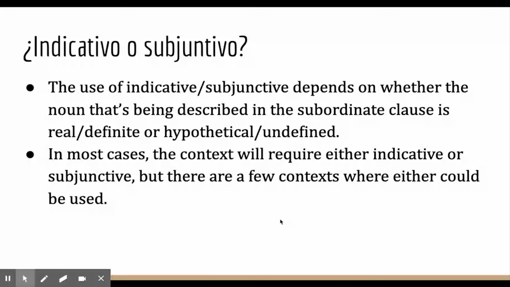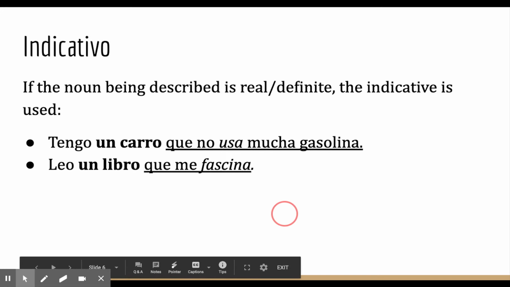So, indicativo, subjuntivo. For adjective clauses, this totally depends on whether the noun that's being described in the subordinate clause is real or definite or hypothetical or undefined. The noun is not in the subordinate clause, but it's being described by it. So in most cases, the context will require either indicative or subjunctive, like one or the other will be correct, but not the other one. But there's a few contexts where you could use either and it changes the meaning. If you use indicative, that means it's a known or defined noun, and if you use subjunctive, it means it's an unknown or hypothetical noun, and we'll see some examples of those.